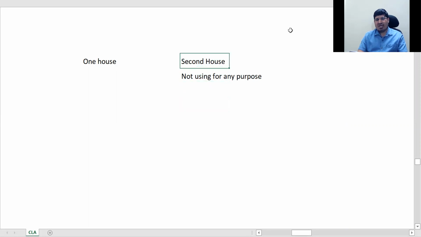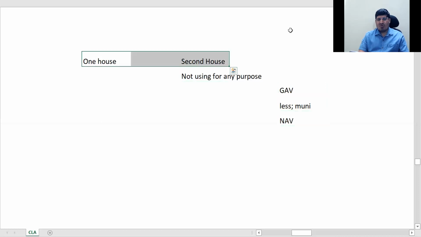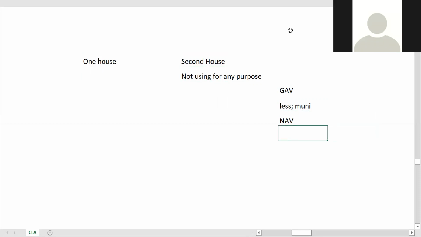So why, if you make it deemed to be let out, then the problem will be your computation will start from your GAV. GAV less municipal taxes, whatever it is, will be less only, correct? Then your NAV will be a huge value. Whereas here, you're just taking your option of two residential houses, your NAV will start with 0, right? And then anyway, below this line, you are getting the interest in both cases.